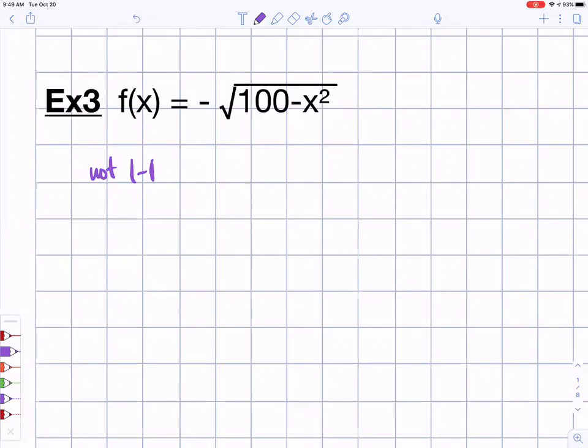So how would you describe that graph now? Yeah, it's actually a semicircle. So we have, let's see, what is it? X and Y axis, we got 10 and 10, right?